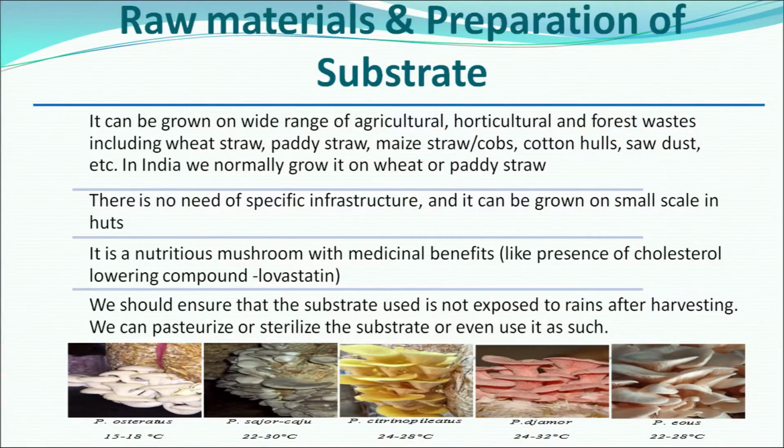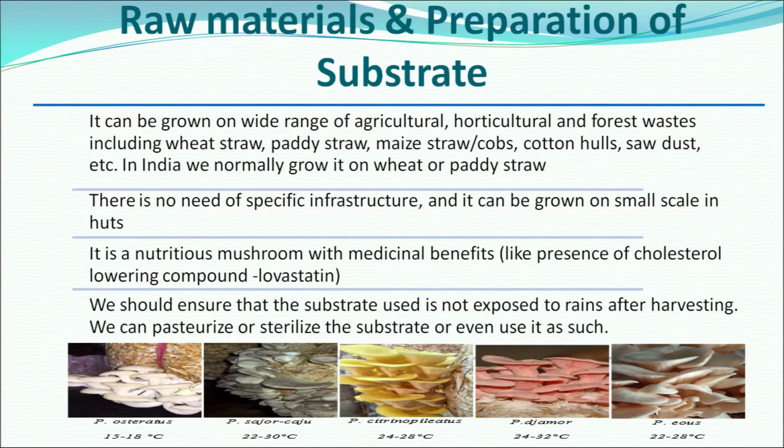And if we go for the substrate, how do we have to cultivate this mushroom? It can be grown on a wide range of agricultural, horticultural and forest waste. This is one of the most versatile mushrooms, it can be cultivated on any type of substrate, and the more important substrates are wheat straw, paddy straw, maize straw, cobs, cotton hulls, sawdust, and normally in India it is cultivated on wheat straw and paddy straw.